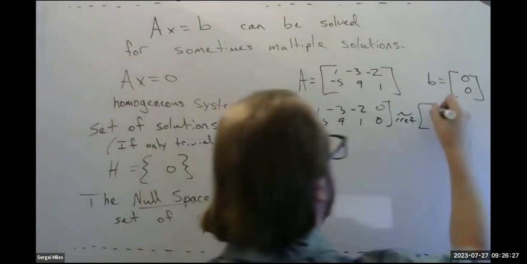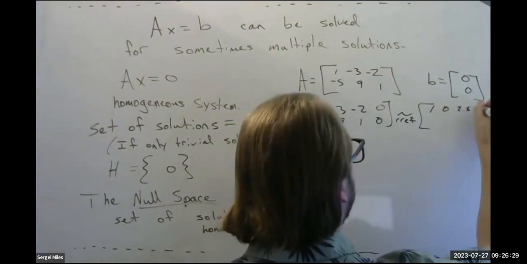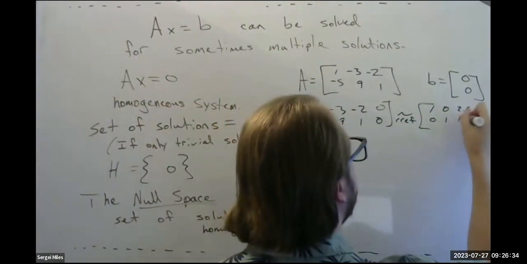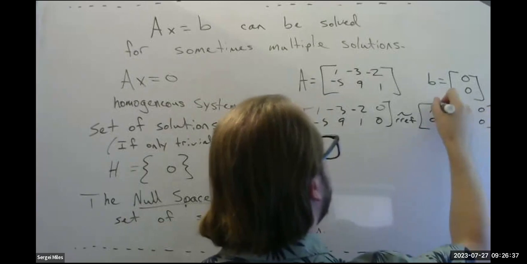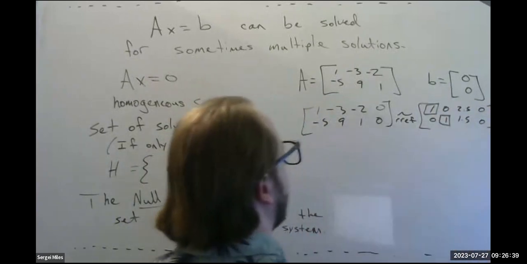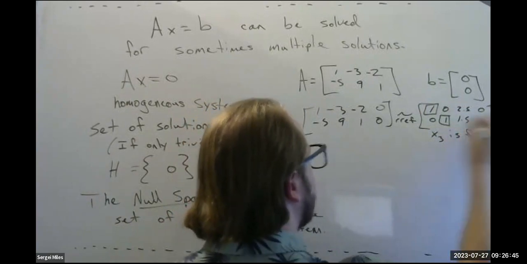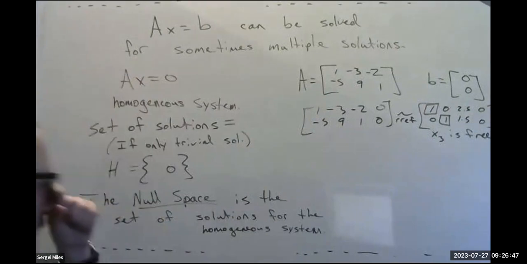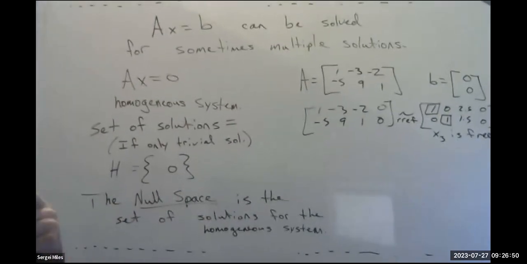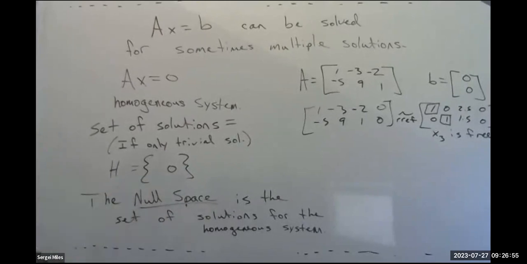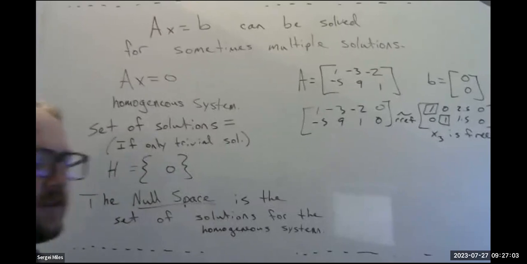And we're going to have 1, 0, 2.5, 0, 0, 1, 1.5. And lo and behold, we have a free variable now. X3 is free. All right. So just like before, we can now write this solution set in parametric form and then write this solution set as the span of something. All right, so let's see how this works out.